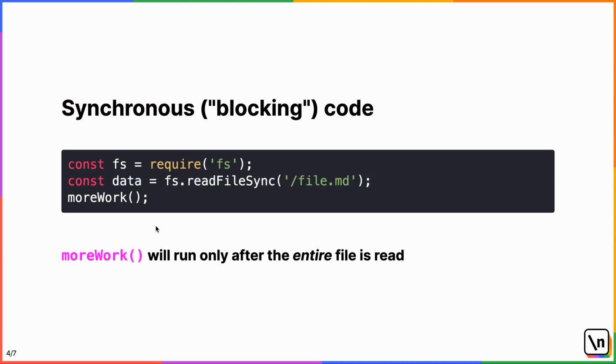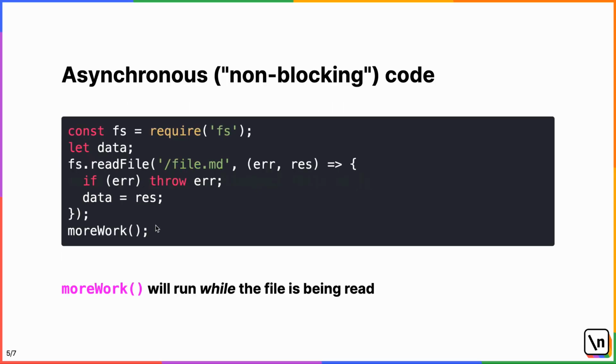As we've mentioned, Node allows input-output tasks to be non-blocking and asynchronous. So in this example, we're doing the exact same thing, that is to say reading a file named file.md and running the moreWork function, but we're doing so in a non-blocking setting. This is because we're now using a readFile method, which is asynchronous and allows the use of a callback function. This callback function won't run until the former function readFile is complete.